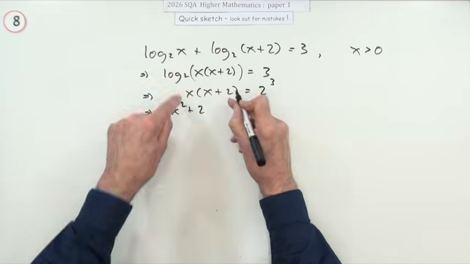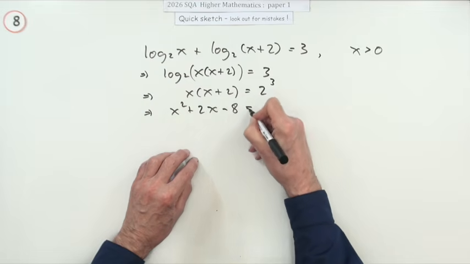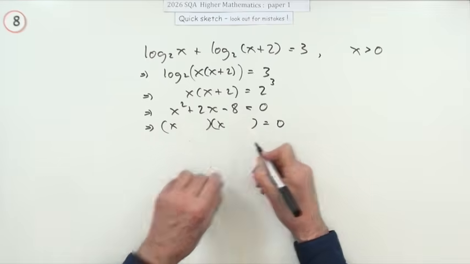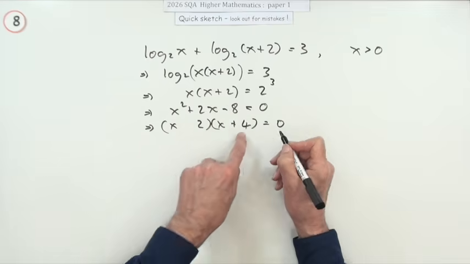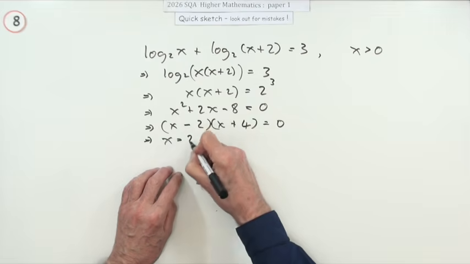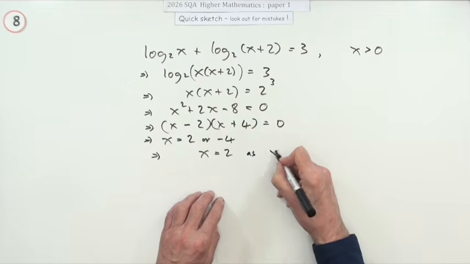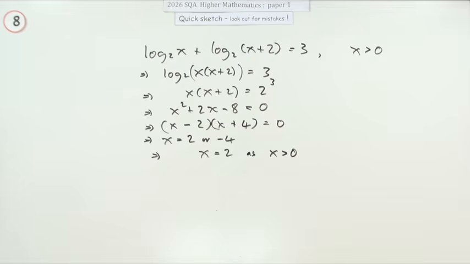So multiplying it out, because you're going to end up with a quadratic, just bring it all over to one side equal to 0. Factorise it. Must be x times x, 2 times 4. The positive must go with the larger. So you get 2 solutions, 2 or negative 4. Now, it said x is greater than 0, so x equals 2 is the only solution here.